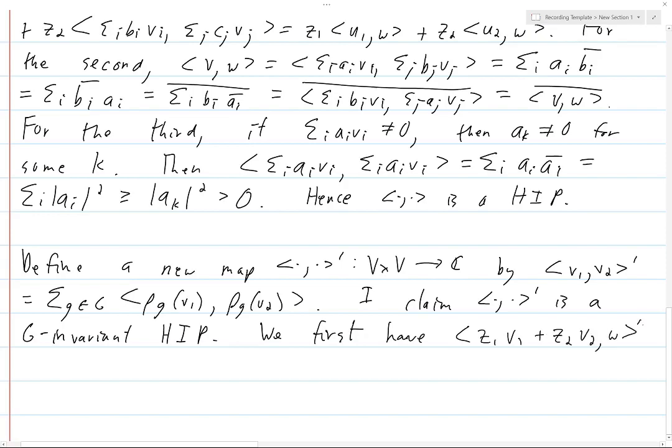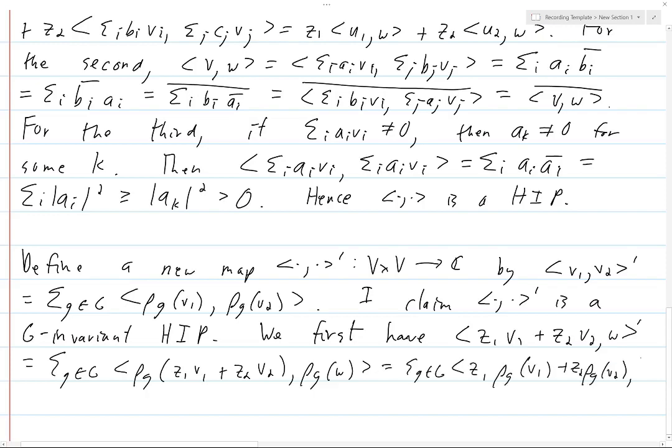So let's see what this is. This is a sum over all g in G of rho g of z1 v1 plus z2 v2, with rho g w. And then this is going to be the sum over all g in G of z1 rho g v1 plus z2 rho g v2, with rho g w. Note that these don't have primes in them.